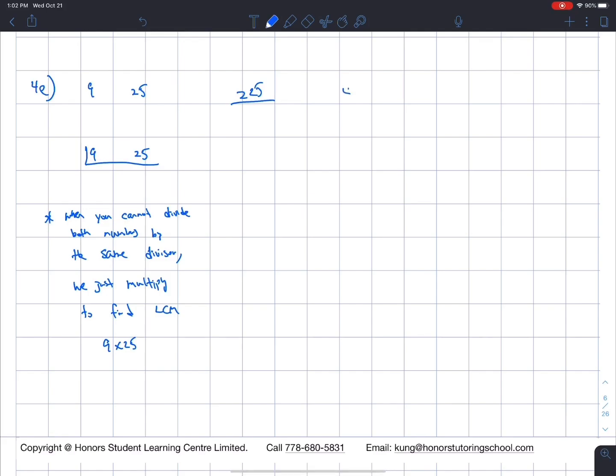For F, we have 12 and 21. I can divide both of them by 3. I can't divide both of them by the same number anymore. So the lowest common multiple will just be 3 times 4 times 7. 3 times 4 is 12. 12 times 7 is 84.